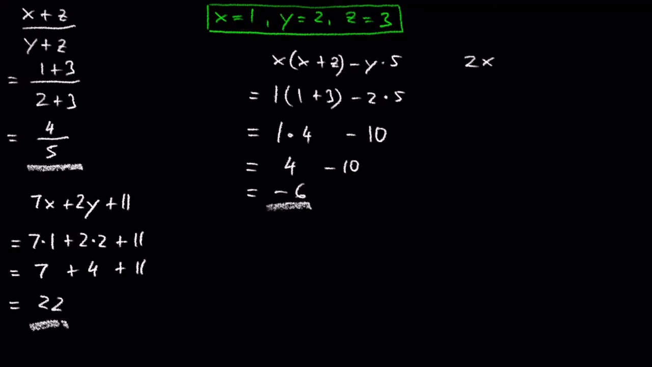2x plus 2y minus 5z is equal to 2 times 1 plus 2 times 2 minus 5 times 3 is equal to 2 plus 4 minus 15 is equal to negative 9.